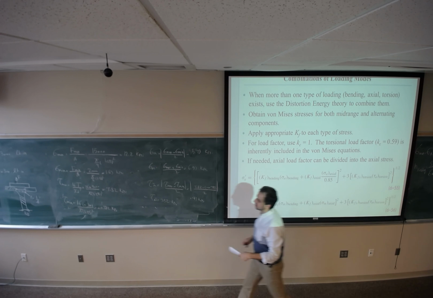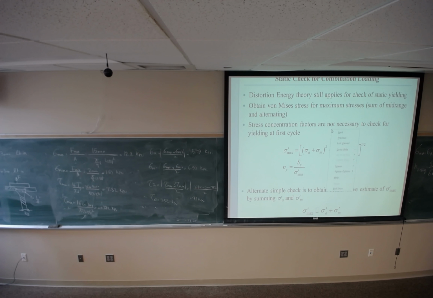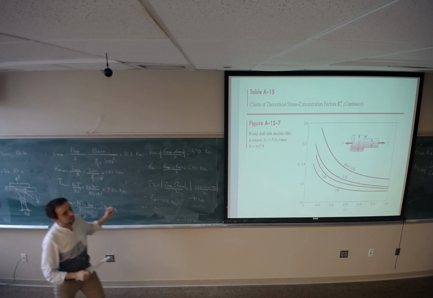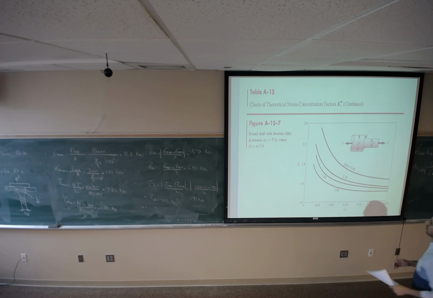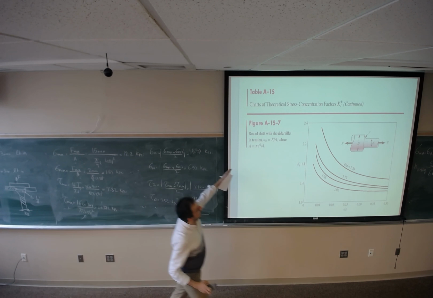So next step is finding Kf and Kfs. Kf, if you remember, is 1 plus q times (Kt minus 1). Kfs was 1 plus qs times (Kts minus 1). To save time, I'm just showing the graph. Just need some steps of the calculation. So for Kf, we need to find Kt.